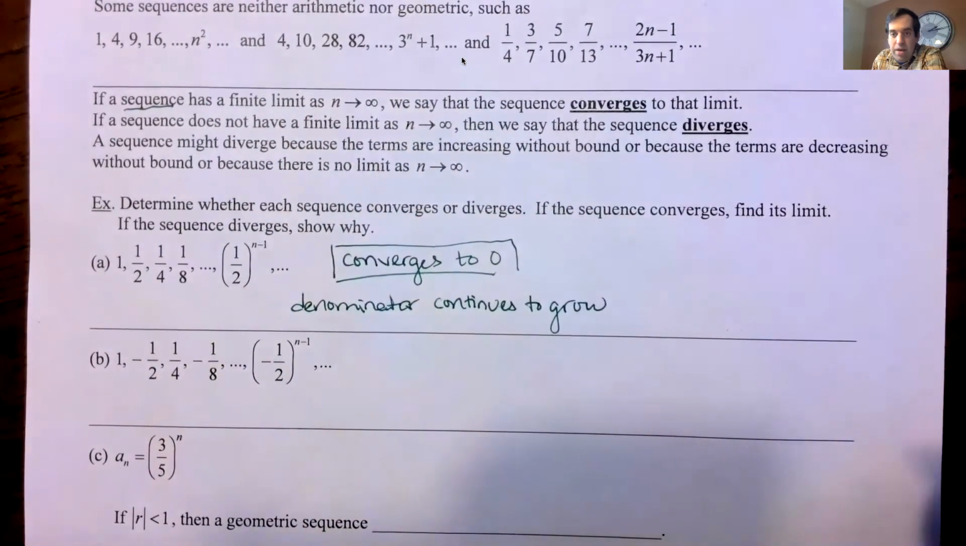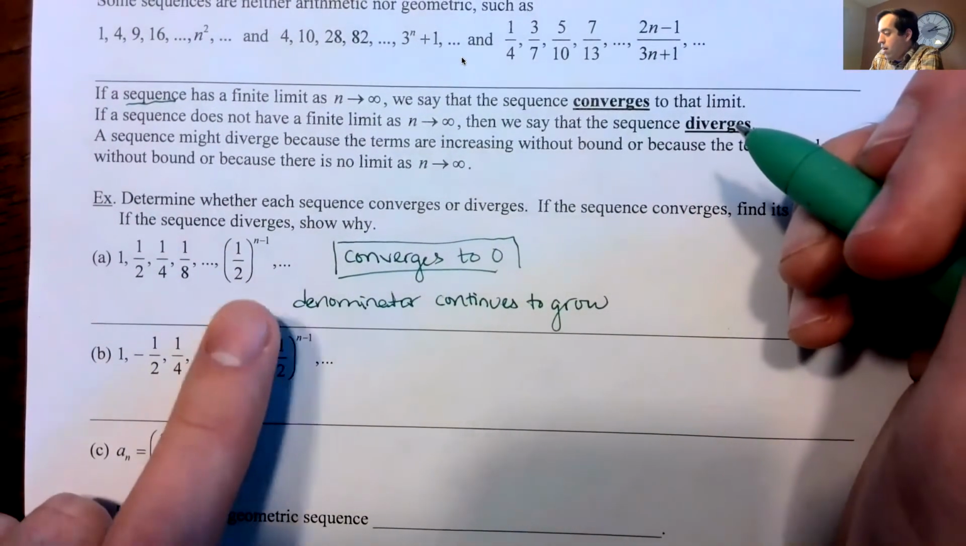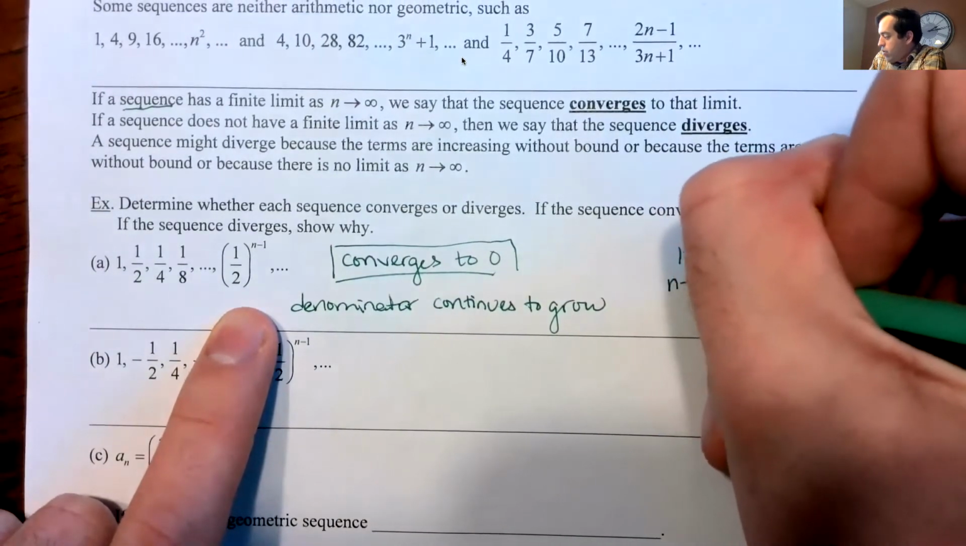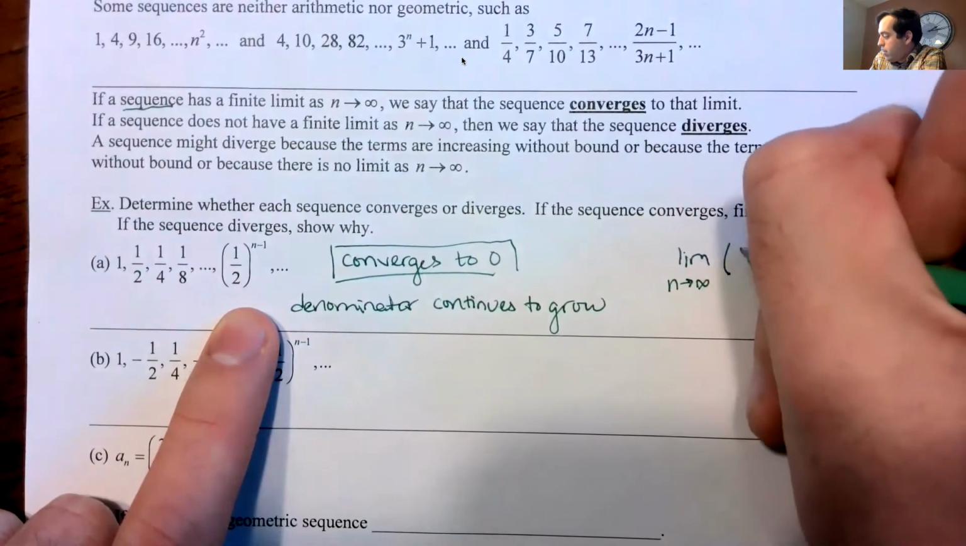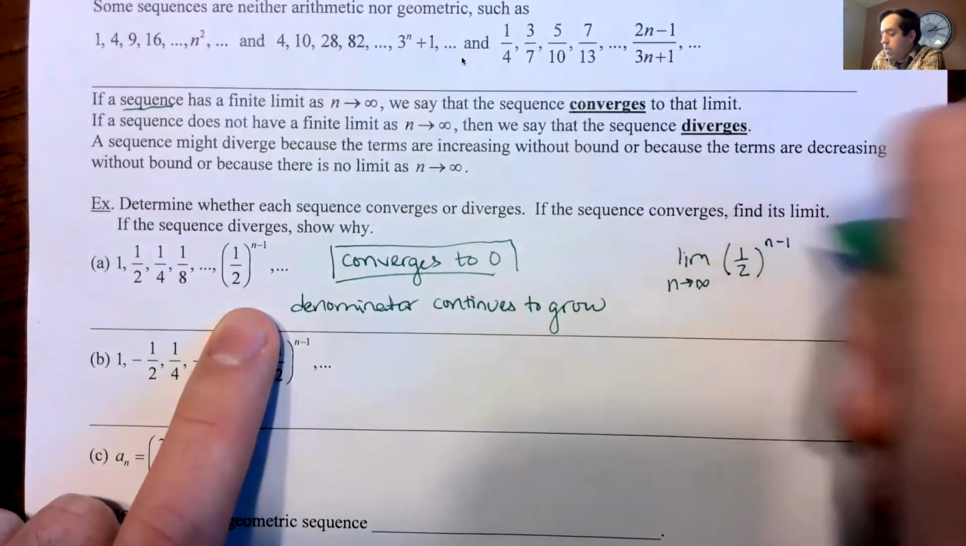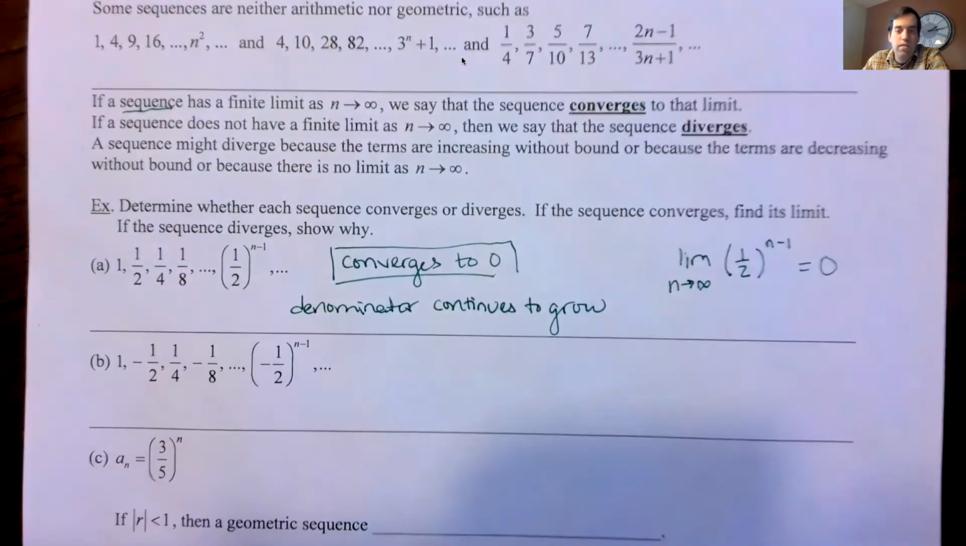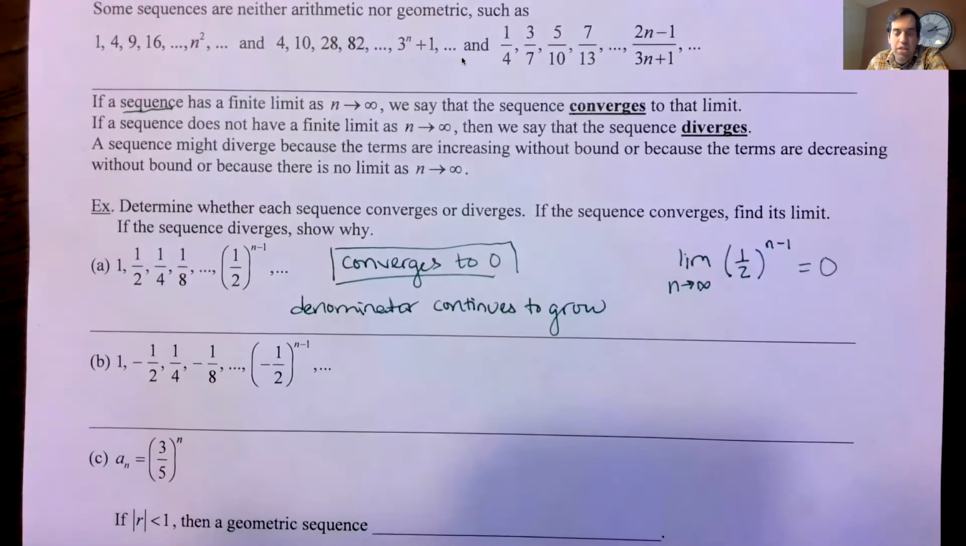Another way that we could think about this is the limit of the sequence notation here. So it's the limit as n approaches infinity of the sequence term, and that indeed does equal 0. So it makes sense, right? Because that denominator is just going to continue to grow. The numerator is going to stay 1. All right, let's try letter B.